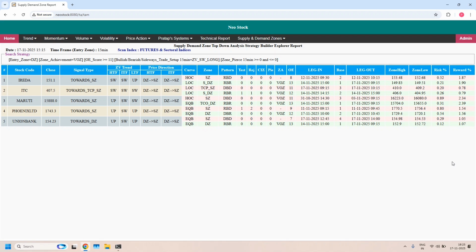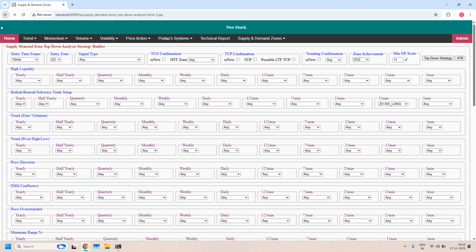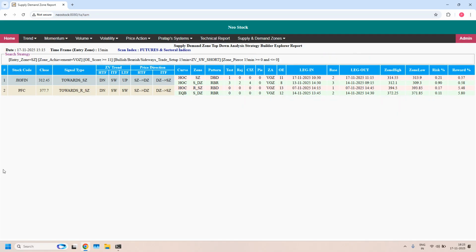Okay, next, sideways short trade setup for daily income trade. Entry time frame zones are 15 minutes supply zone, and also here sideways short. Let's filter. We got 2 stocks, and entry time frame zones are 15 minute supply zones. You should plan trades only if less than 30.3 video checklist items are satisfied.